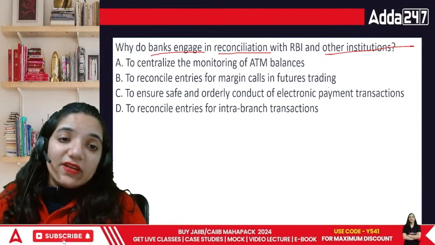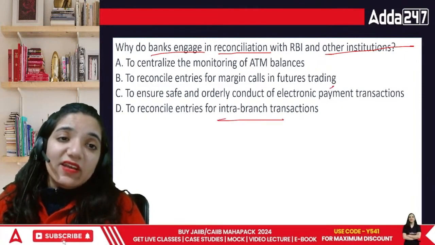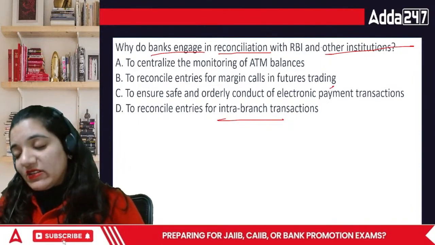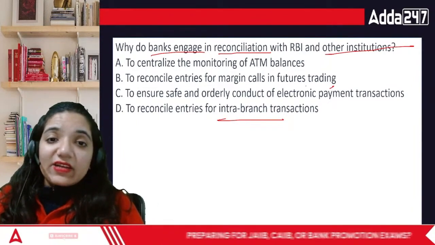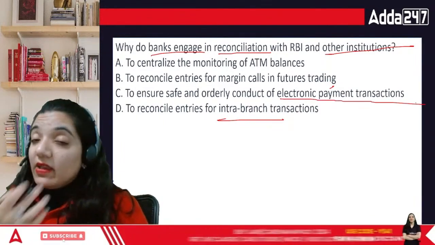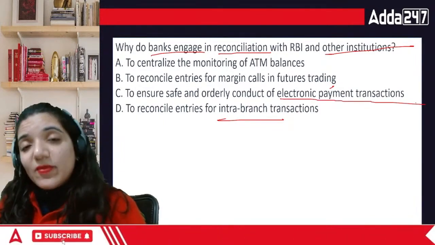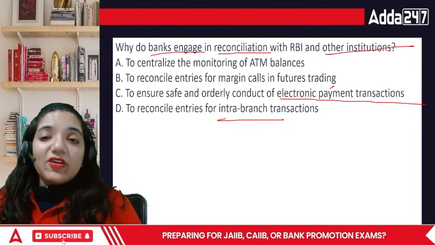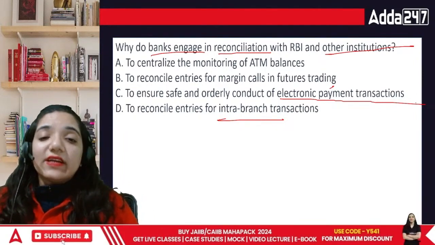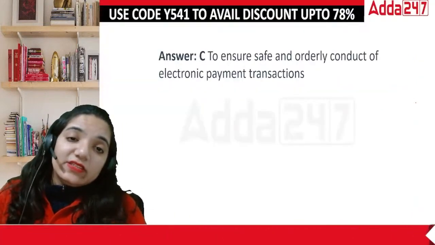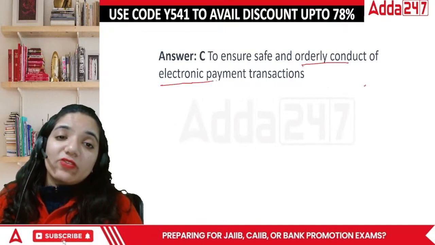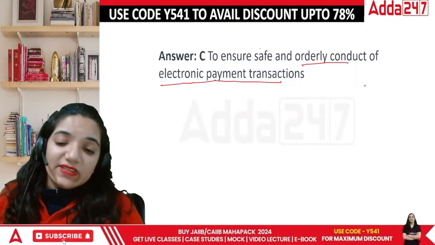transactions. If I look at intra-branch, that is also there, but I would say they engage with RBI and other institutions for reconciliation just to find out, okay, because when we are doing the electronic payment, we would like to know that if my information is this, is the other party also having the same information or not. So basically, it is very important to ensure the safe and orderly conduct of electronic payment transactions.